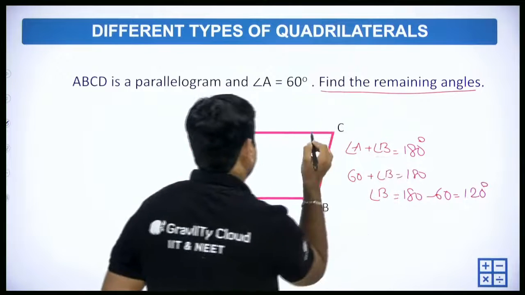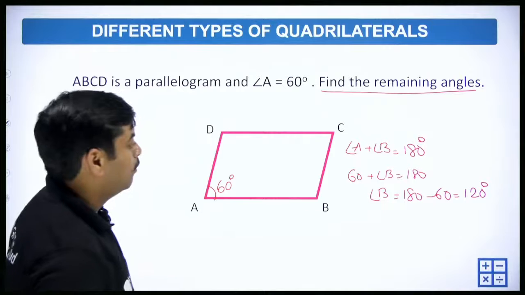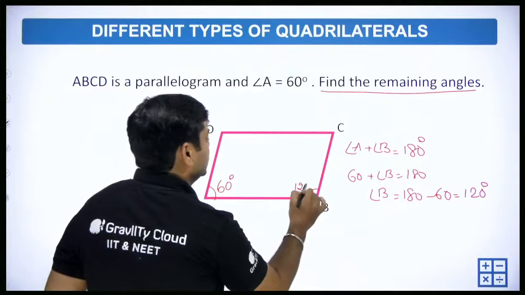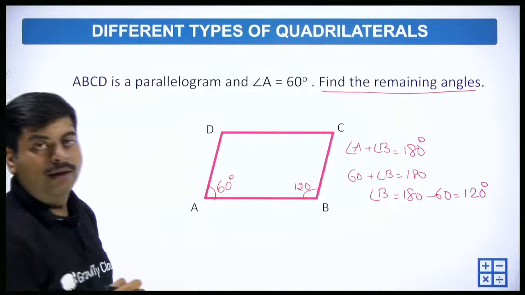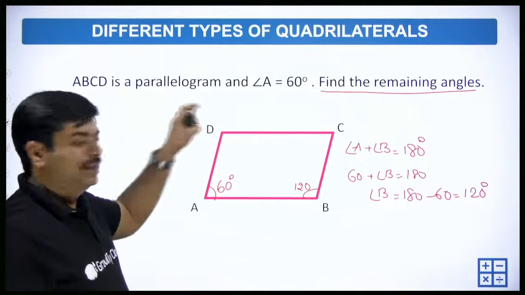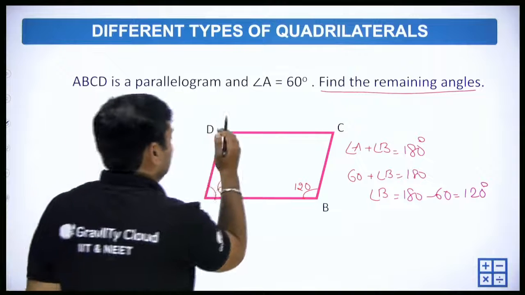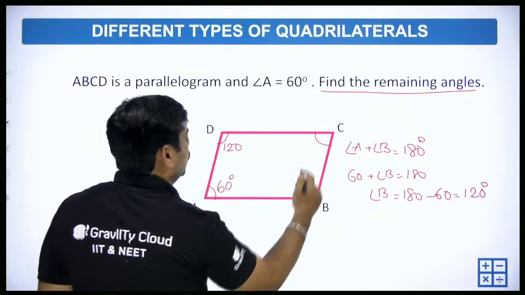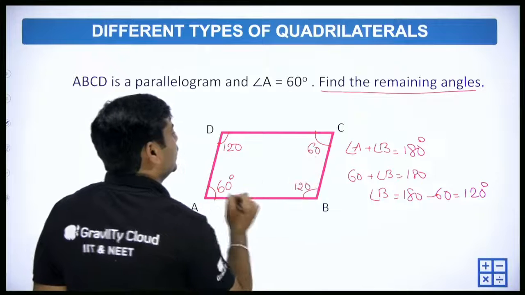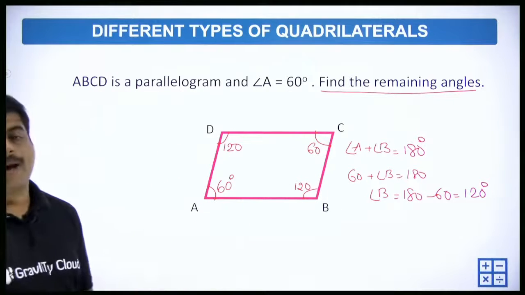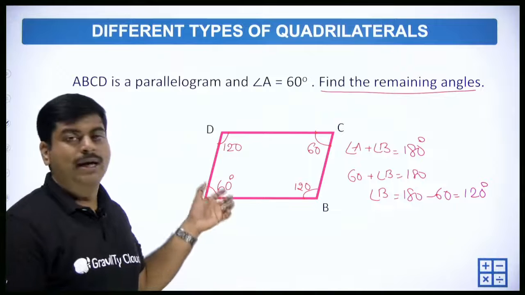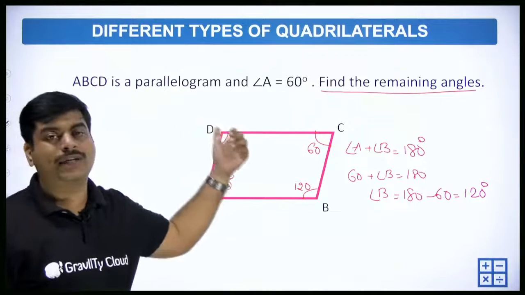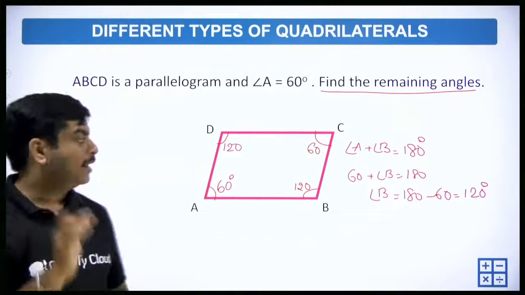Angle B is 120. In the same way, if you consider the adjacent angle D, these two should again sum to 180. So angle C is 120, and 120 plus some number should be 180, so angle D is 60. So in a parallelogram, if one angle is 60, the next angle will be 120, the next 60 again, and the next 120 again. This is how the pattern will look.